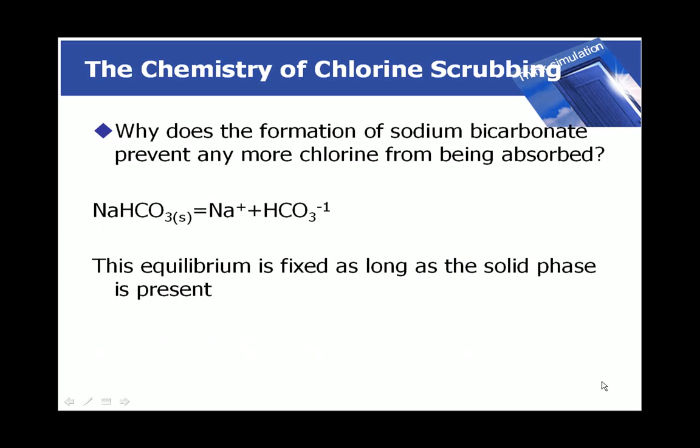So the question is, why is the bicarbonate controlling the pH? From this slide we can see that we have the equilibrium of sodium bicarbonate dissociating to the sodium ion and the bicarbonate ion. As long as the solid is present at the high caustic loadings, this equilibrium is fixed. That means we will not see an increase of sodium ion or bicarbonate ion, because if they do increase, the equilibrium will shift to the left to form new solid. If they decrease, the equilibrium will shift to the right to dissolve the solid to maintain the equilibrium.